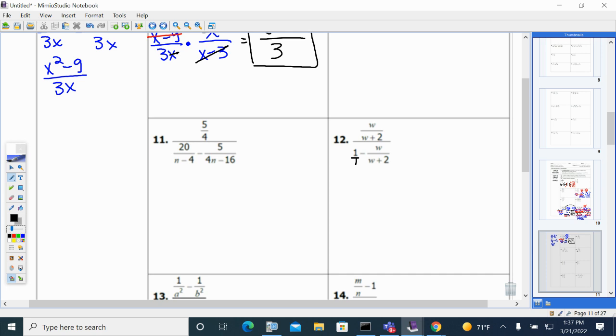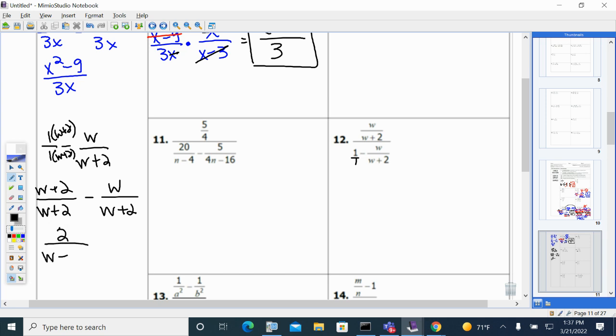So the common denominator here, if I've got 1 over 1 minus w over w plus 2, I'm just looking at my denominators, and I got a 1 and a w plus 2. So w plus 2 would be your common denominator. The second fraction is not going to change. So in this first one, we would need to multiply by w plus 2. So basically, I've got a w plus 2 in the top, and then I'm going to subtract w. So I get just 2 over w plus 2 for my new denominator.